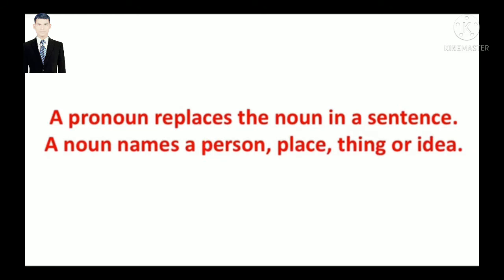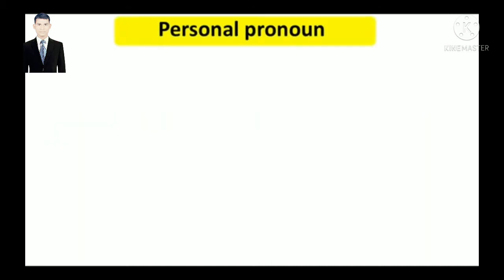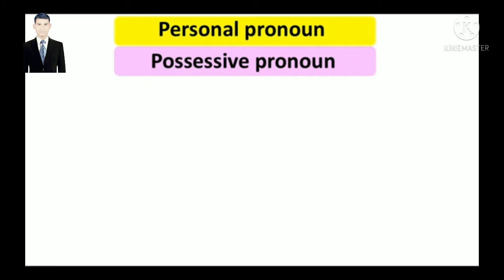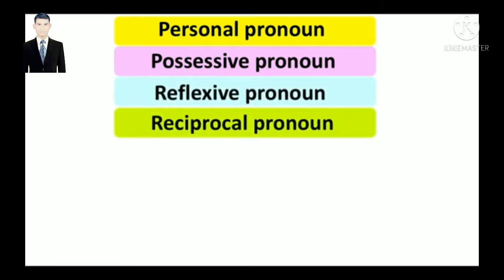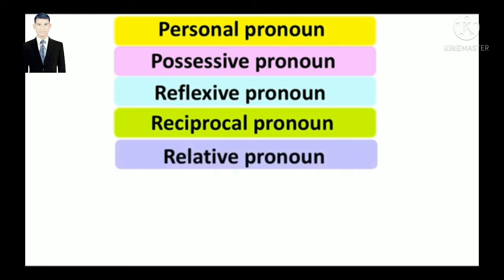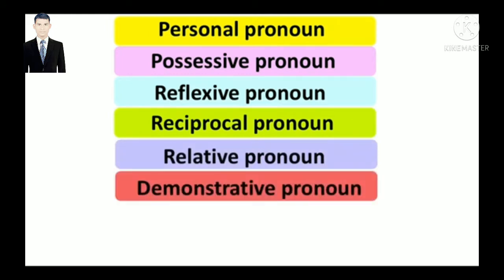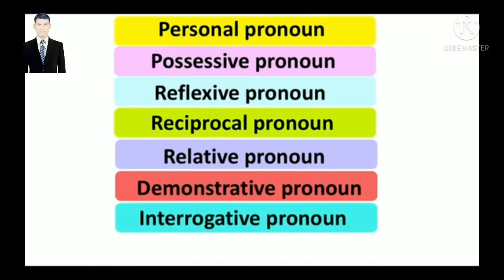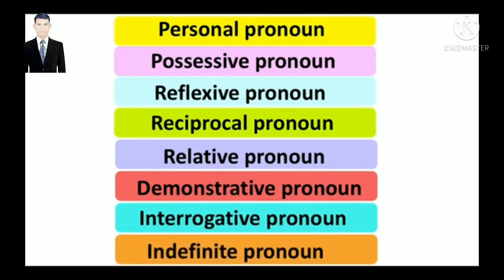A pronoun replaces the noun in a sentence. A noun names a person, place, thing, or idea. So there are several different types of pronouns, including personal pronoun, possessive pronoun, reflexive pronoun, reciprocal pronoun, relative pronoun, demonstrative pronoun, interrogative pronoun, and indefinite pronoun.